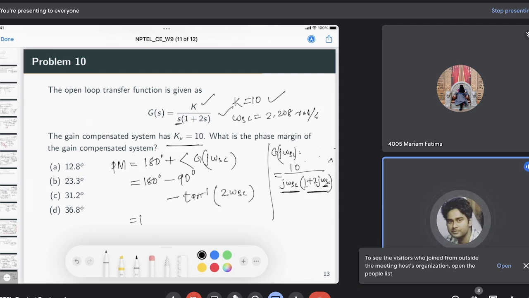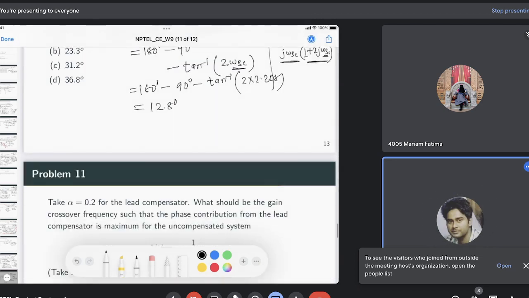So it is 180 degrees minus 90 degrees minus tan inverse of 2 times 2.208. Omega gc we have already computed as the gain crossover frequency. From that we compute this using a calculator, and it comes to be 12.8 degrees. So this is the phase margin, and we see that it is very poor for this gain compensated system.